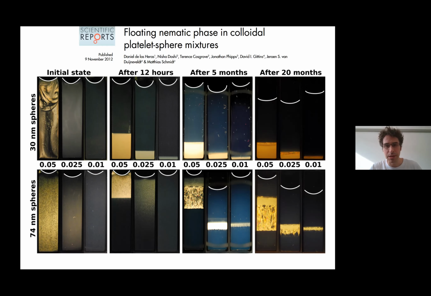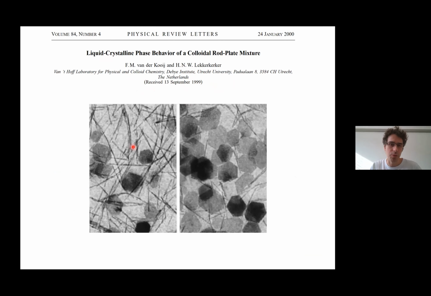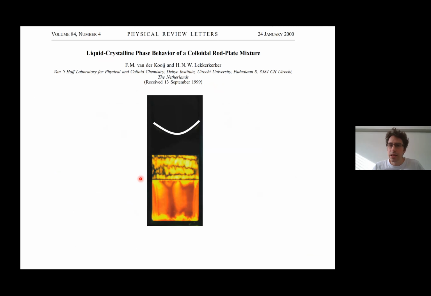The sample that I will consider here is this one. These are the results by Lekkerkerker and van der Kooij back in 1999. It's a more complex mixture where both species are anisotropic. So we have rods. You can see here the rods and platelets. Okay, so both can form liquid crystalline states. And then you mix this, and then you wait, and then you find stacking sequences like this one, where there is a bottom nematic phase, which is rich in platelets. Then there is a middle nematic phase, which is rich in rods. And on top, you have an isotropic stack.